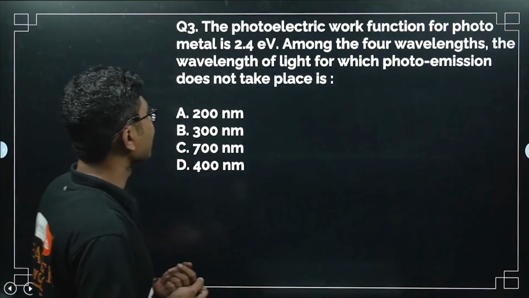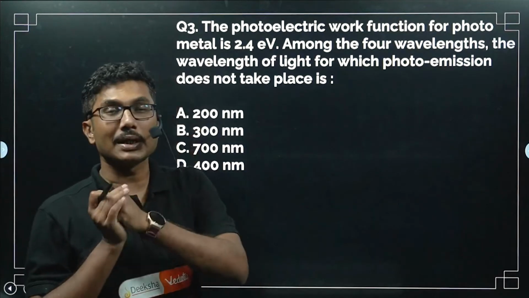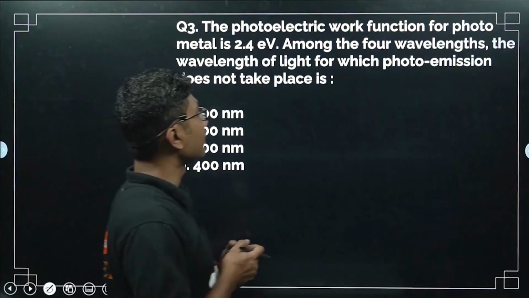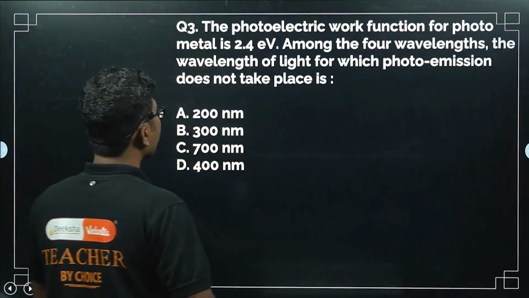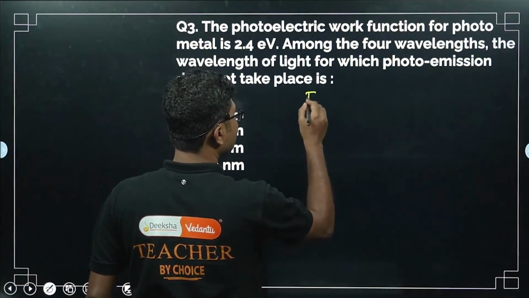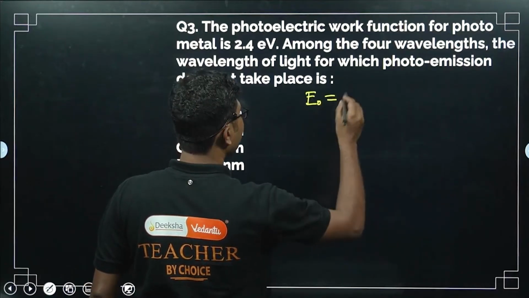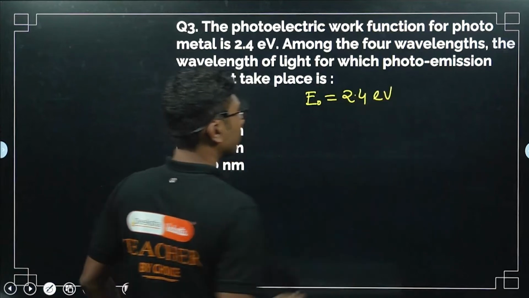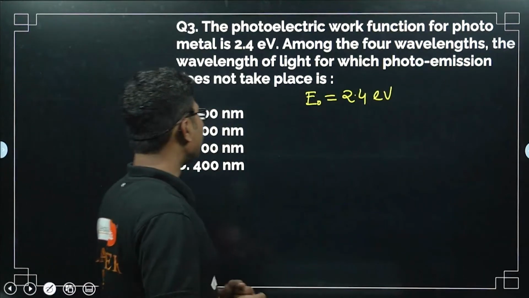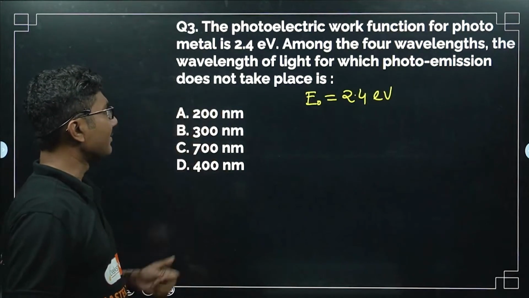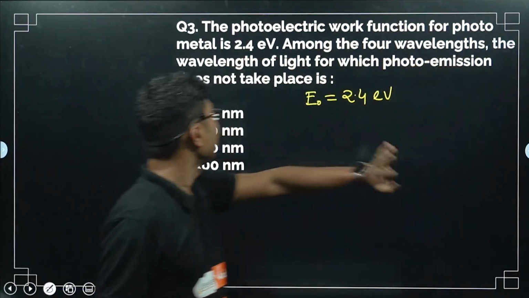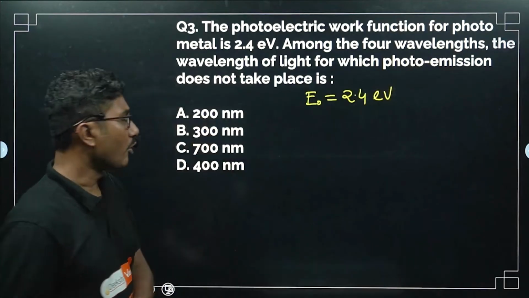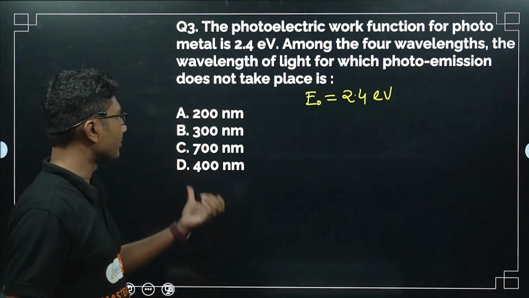Now next question number 3, a similar concept, that is photoelectric effect. The photoelectric work function for a photometal is 2.4 electron volt. So E naught is given, 2.4 electron volt, right? And some wavelengths are given, and among the 4 wavelengths, we need the wavelength of light for which photo emission is not possible.